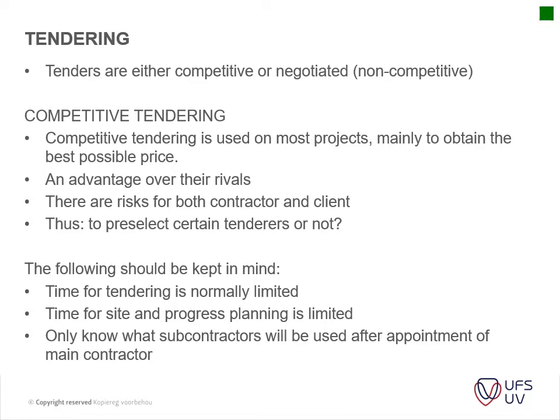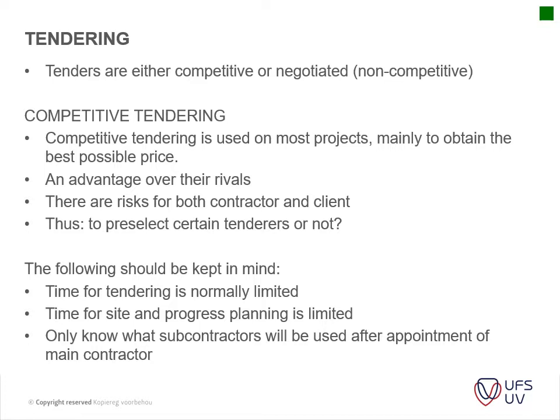Tenders are either competitive or negotiated, so non-competitive. That's the two basic sides of it. You always try and get as competitive tenders as you can, because that drives down the cost of your project. If you only get one quote and the tenderers are aware of that, they can basically make their price, because there's no competition. And then you get competitive tendering.